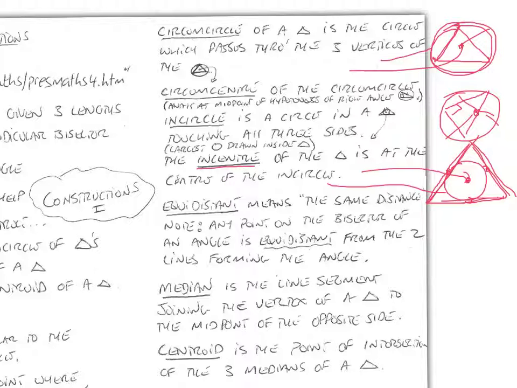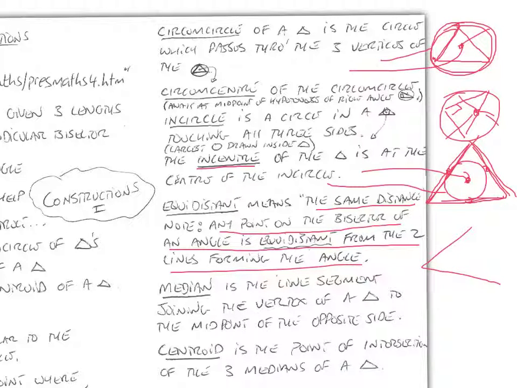Equidistant, what does that mean? It means the same distance. And we met in this chapter the fact that any point on the bisector of an angle is equidistant from the two lines forming the angle. So if we have an angle here and we bisect it in two, any point along this bisector is equidistant from both the lines that form the angle. Same distance, same distance, any point you like.